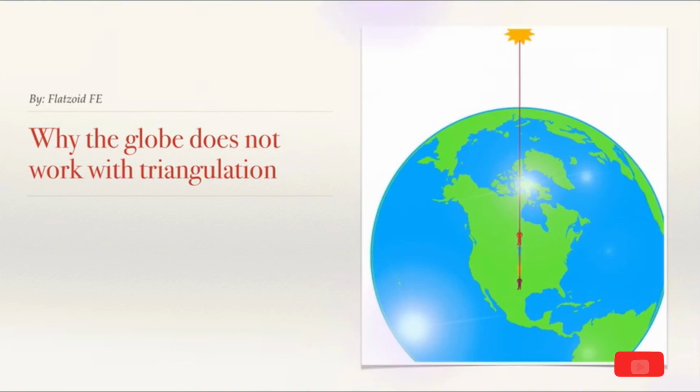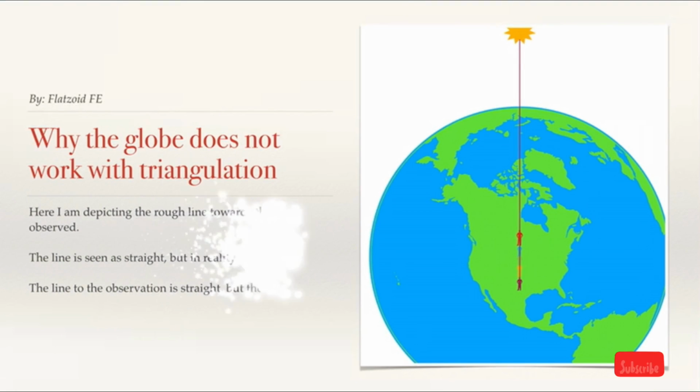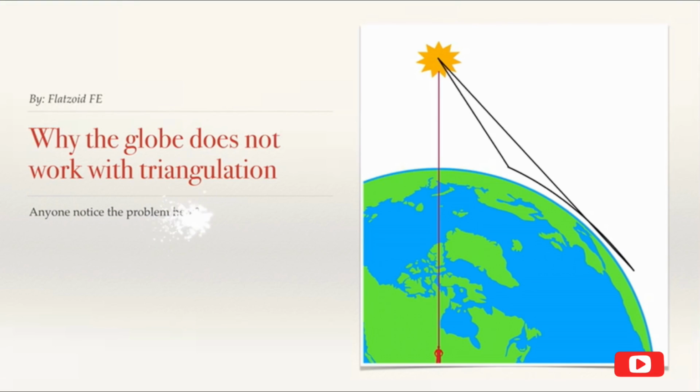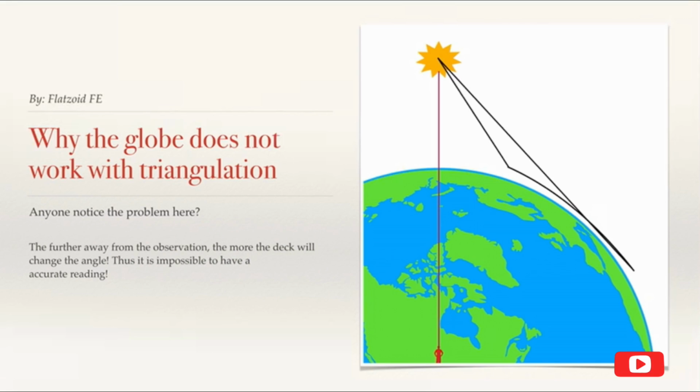I'm showing the same thing again, just showing it's a straight line. You get obviously the point of the argument. You're standing on a curved surface, so it's not actually straight. Straight lines cannot curve. So you've already thrown away Euclidean geometry, which invalidates your angles. I'm showing you what's going to happen the further you go away. You can really see a problem here. The further away from observation, the more the deck will change the angle. Thus it is impossible to get your angle.